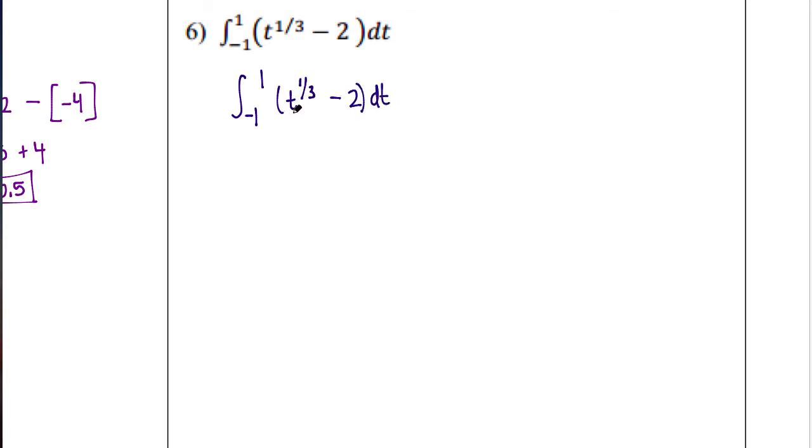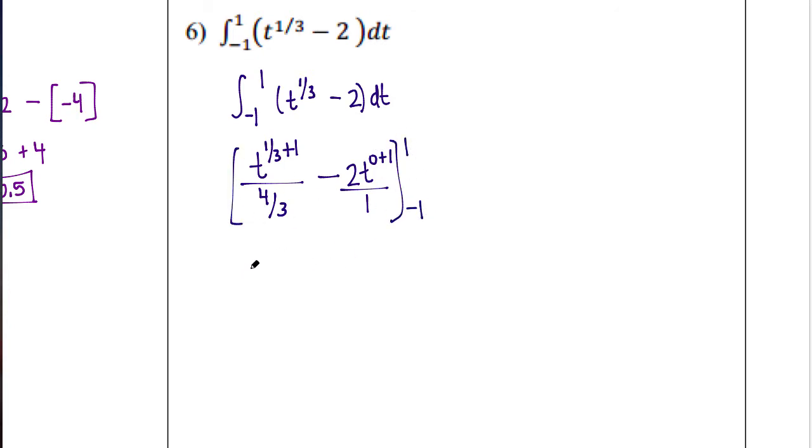So I'm just going to take the antiderivative of each term. So I have t to the 1/3, so I'm going to add 1 to that. So 1/3 plus 1 is 4/3, so I'm going to divide by 4/3. Then there's no t here, so I'm going to take this as t to the 0, raise that by 1 power over 1. And then I'm evaluating this from negative 1 to 1.